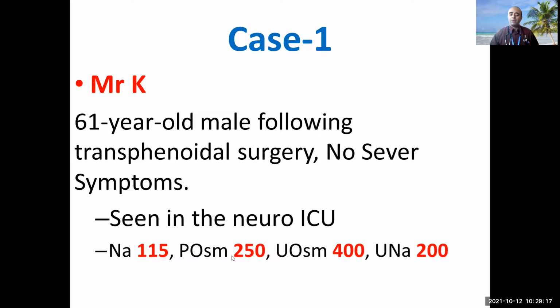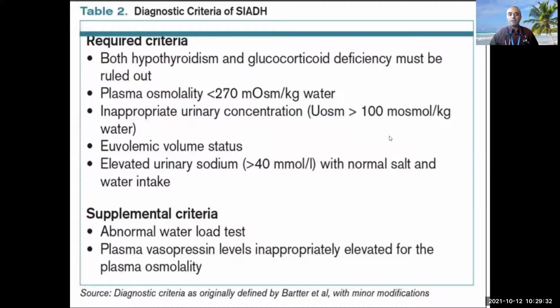Hyponatremia, with plasma osmolarity less than 270. Urine osmolarity should be more than 100. This forms the criteria of SIADH to diagnose here. And urine sodium should be more than 20. We have these criteria just to remind you. Hypothyroidism and glucocorticoid deficiency must be ruled out to diagnose your patient as SIADH.